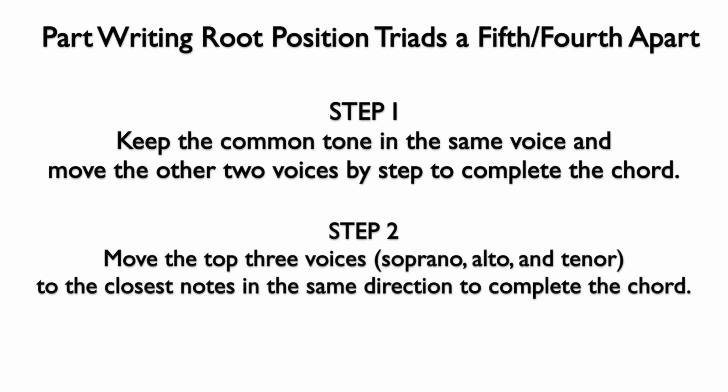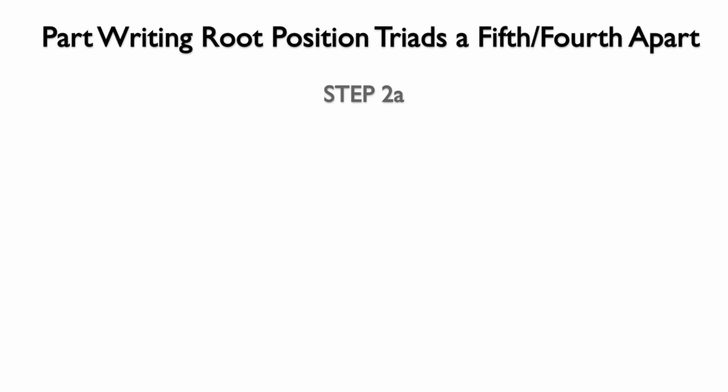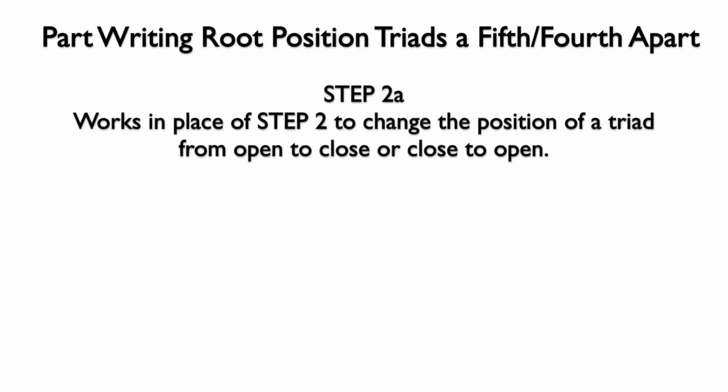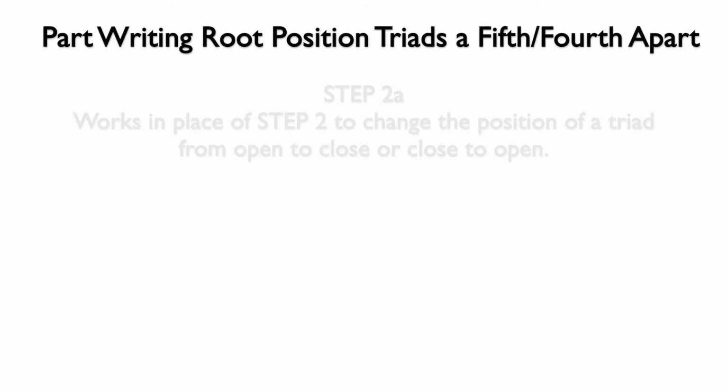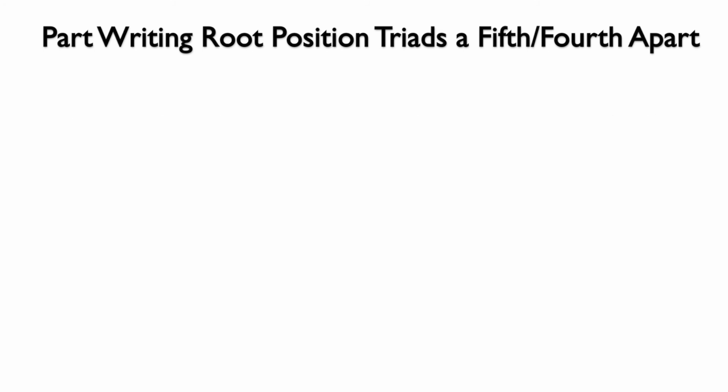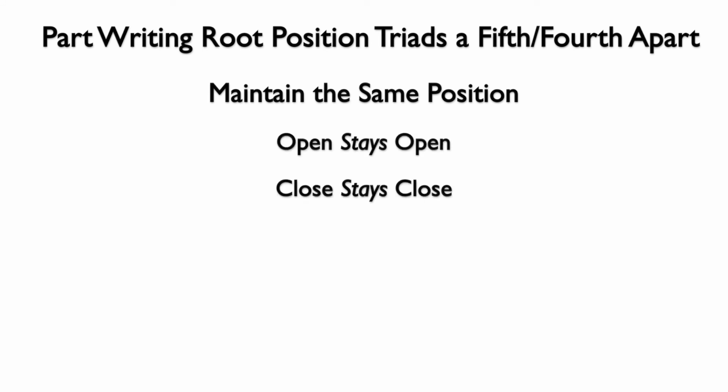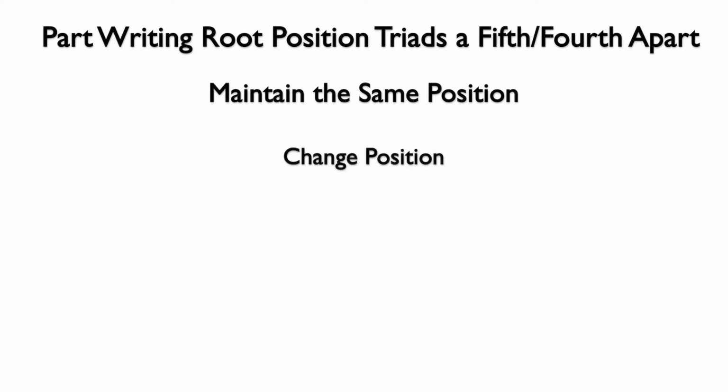There is one more possible way to voice root position triads of 5th/4th apart. We will call this step 2A. This is a procedure that works in place of step 2 to change the position of a chord from open to close or close to open. In general, 4-part writing compositions will stay in the same position, open or close. But when the voices need to go out of range to maintain the position, it will be necessary to change.